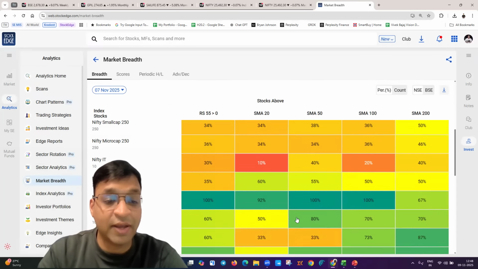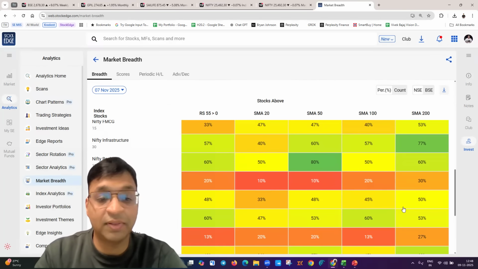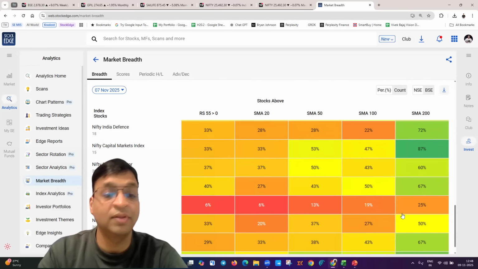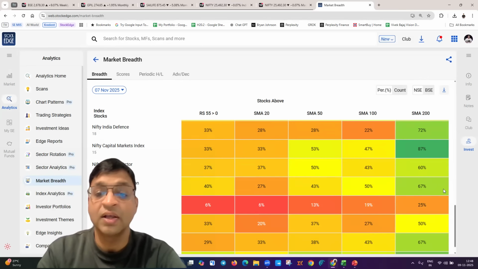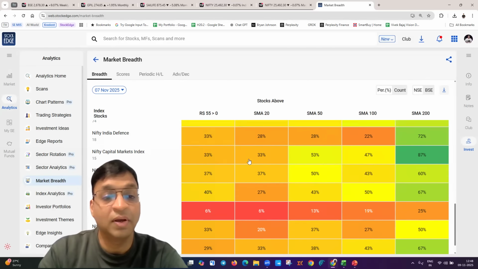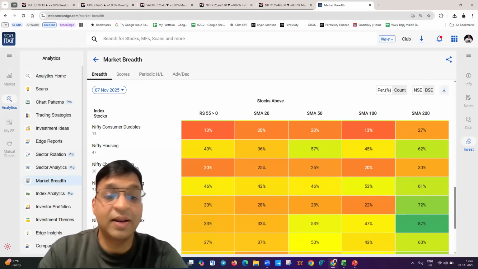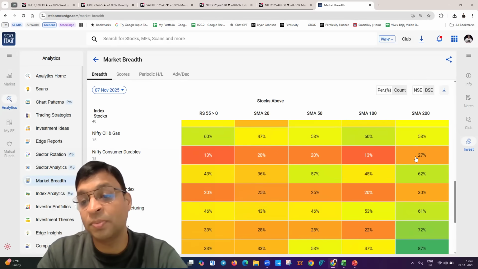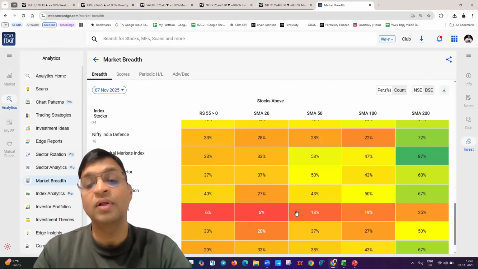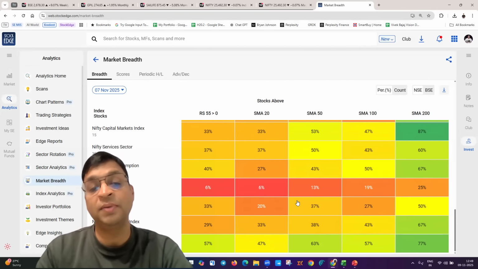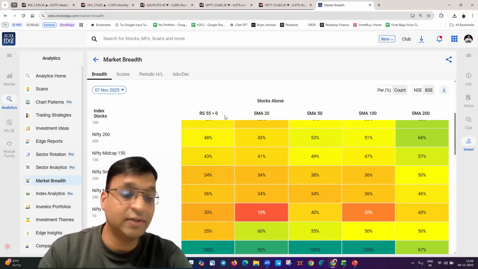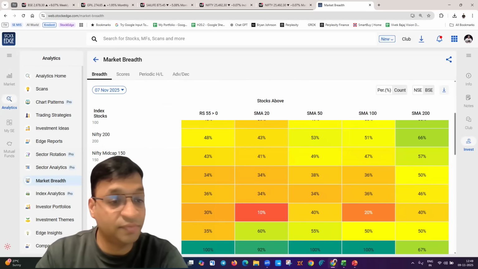But there will be a lot of indices which are in positive breadth and negative breadth. Remember this: when any index is in highly positive breadth, you have to buy stocks in that index. And if any index is in highly negative breadth, for example, India tourism, India defense, these are red, chemical, consumer durable, these are red. That means clearly these sectors are not of interest right now, and one should avoid putting money in these sectors.